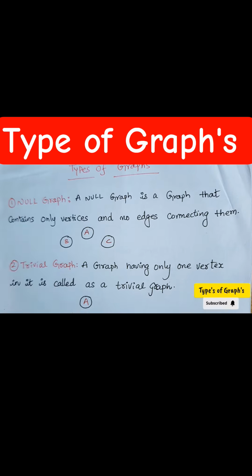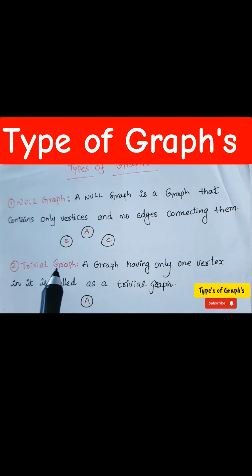Okay, so the second one is trivial graph. What is meant by trivial graph? A graph having only one vertex in it is called a trivial graph. Okay, so this is a graph. Yes, only one vertex is there. So we can say this is called a trivial graph, friends.